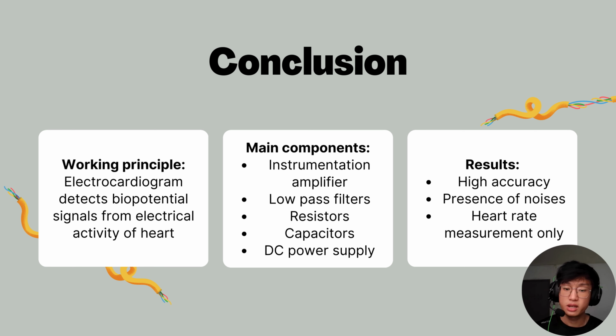Finally, our testing result proves that our ECG design is able to detect heart rate at very high accuracy. However, although the improved design eliminated more noise compared to the preliminary design, the plotted ECG graph still showed the presence of noise and we cannot see relatively perfect PQRST waves. Furthermore, this device can only be used for simple heart rate measurement because it has only one lead.